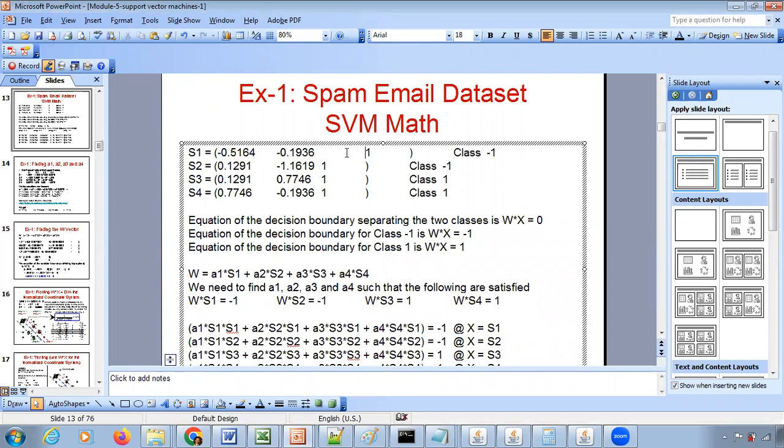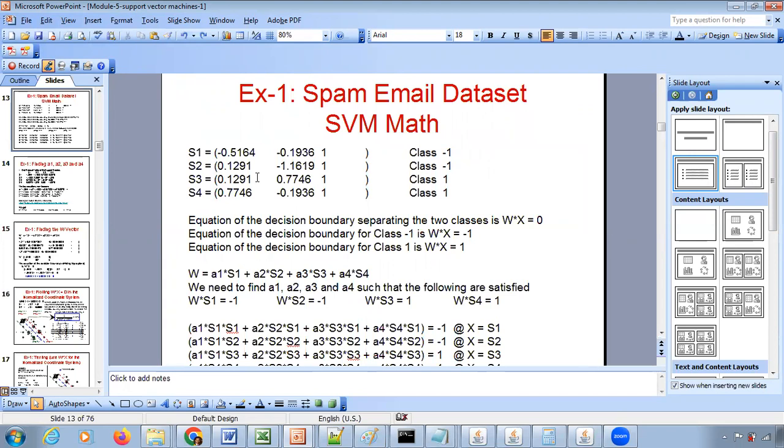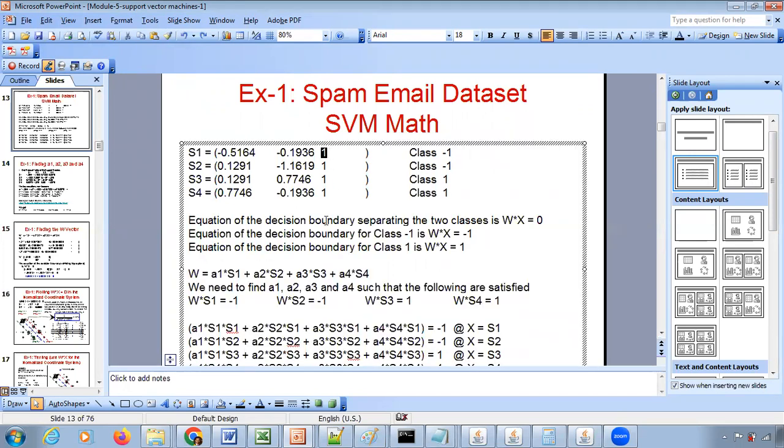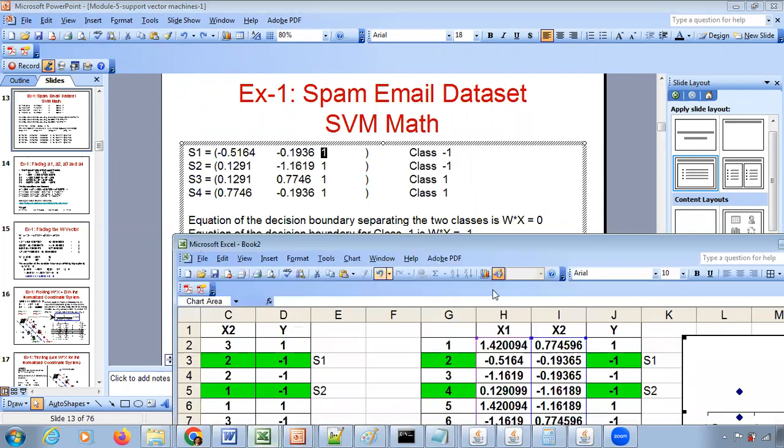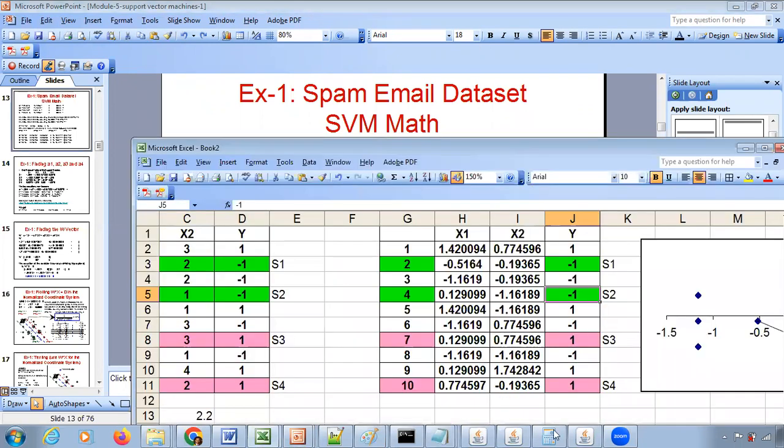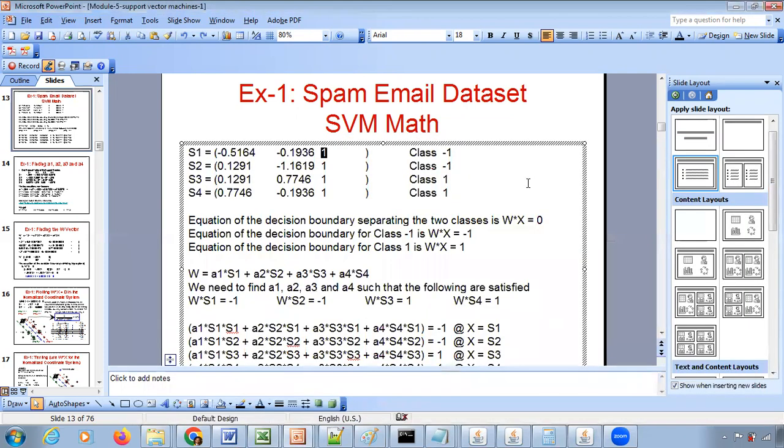So this really will form our... and I want the 1 to be, if I put the 1 here, we can easily see that. So don't make the mistake. This 1 is the bias term. S1, S2, we need to remember later when we do the math, belong to class -1. That's what I make a note of here. And S3, S4 belong to class 1.